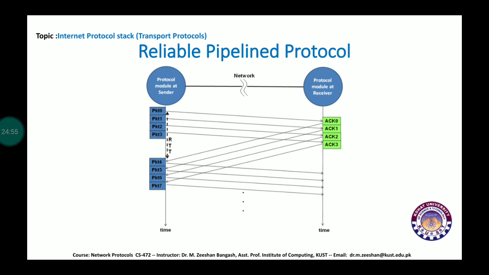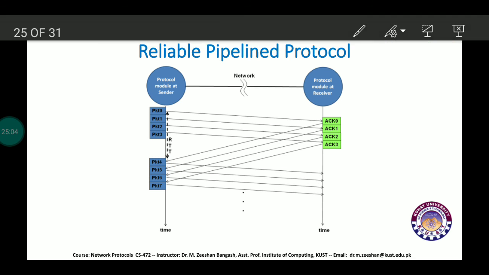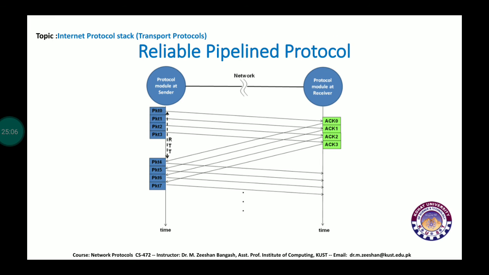So this is an example of a reliable pipeline protocol in which a group of packets is sent, and the round trip time for that is to be analyzed, and upon the acknowledgement being received, another group of packets is sent to the destination.